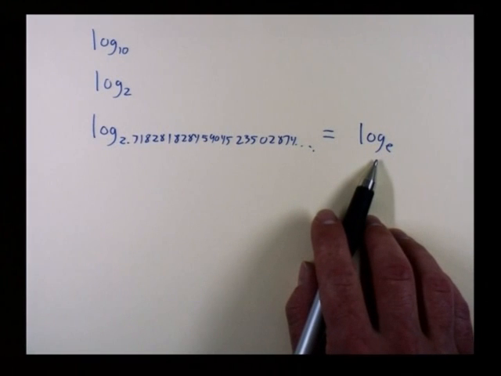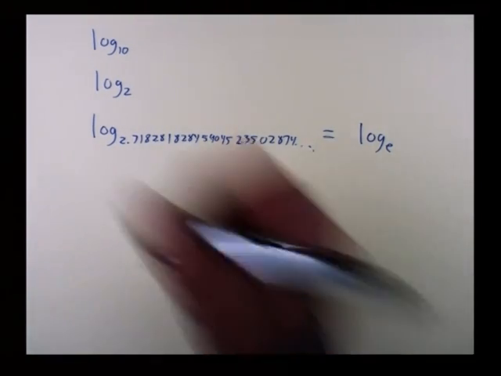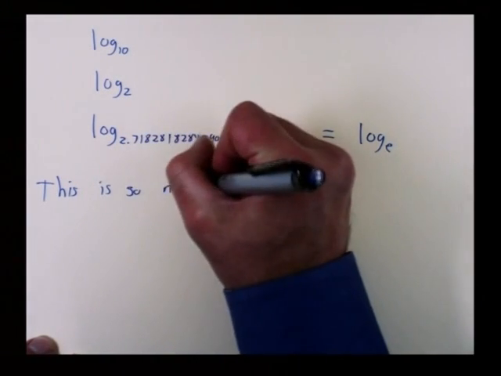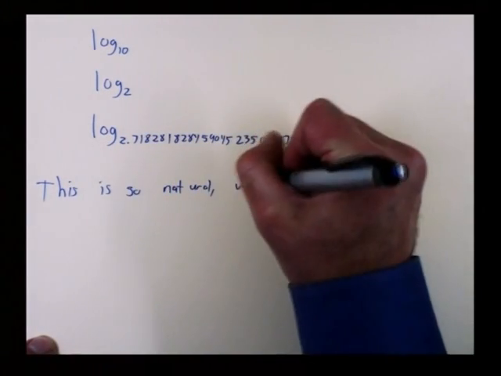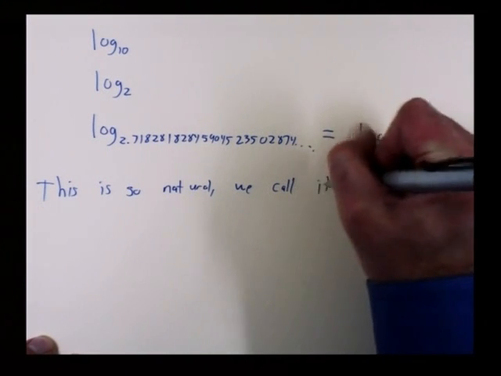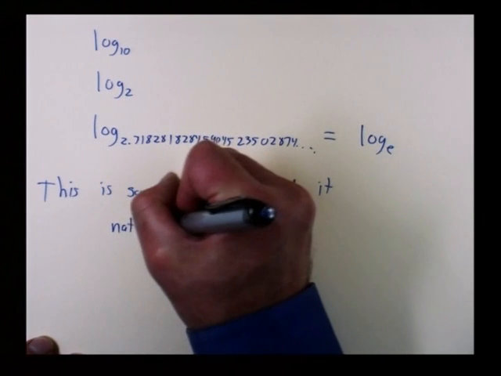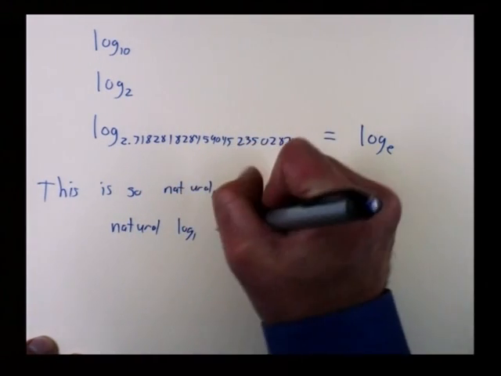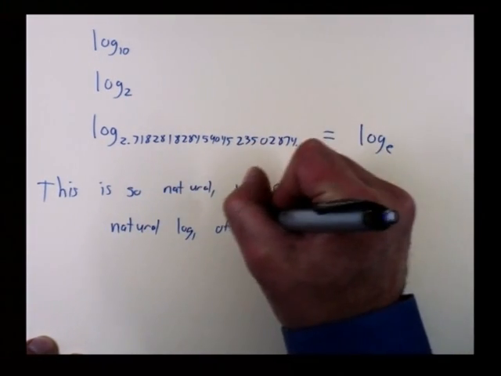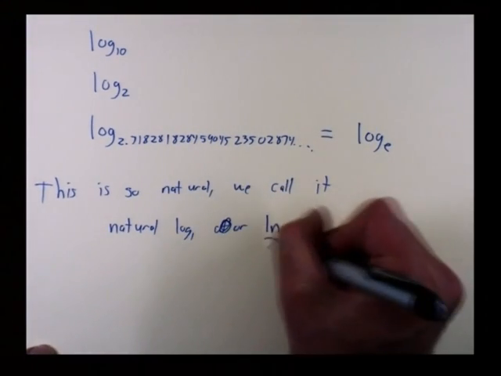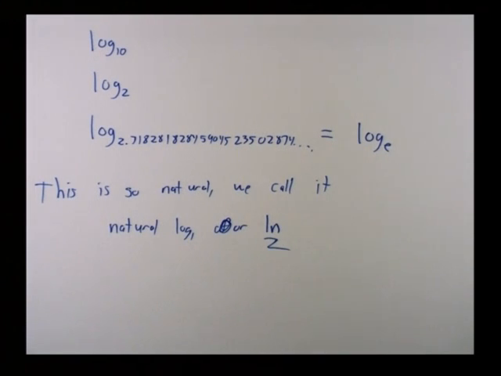Because we have something called the base e log, because it's so natural, we have a name for it. This is so natural, we call it exactly what you hope we'll call it, the natural log. The natural log is ln. ln. Why ln? Why not nl? Wouldn't nl be a better abbreviation for natural log?